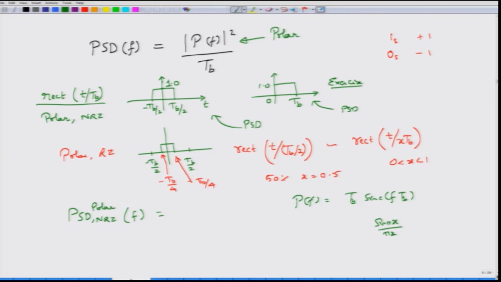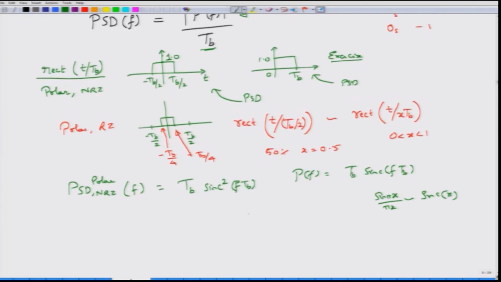Okay. So, this is what we call sinc of x. If you substitute this expression P of f, then the magnitude of P of f squared here will give you Tb squared and sinc squared. There is a Tb in the denominator here which cancels with one of the Tb in the numerator. So, what you get as the power spectral density is Tb sinc squared f Tb.